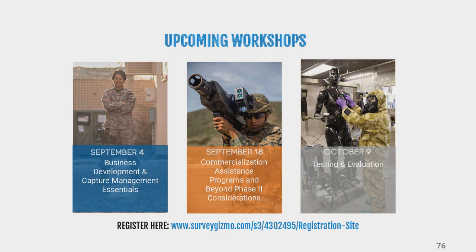As you know, this workshop is part of an ongoing series we are hosting about the CBIR-CDIR program. Our next workshop will be on September 4th. It's going to cover marketing, business development, and capture management, so a lot of the tools, technologies, and methods to help you get to commercialization. On September 18th, we'll go over commercialization assistance programs and beyond phase two considerations. An important one for the SBIR, STTR companies that are looking to move their technologies beyond the valley of death into commercialization or transition. And October 9th, we will have a webinar on testing evaluation. To register for the upcoming workshops, please follow the URL provided on the bottom of the slide.